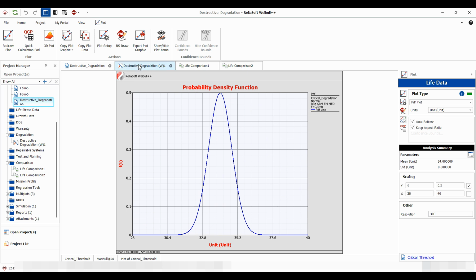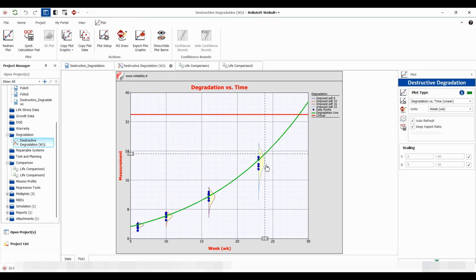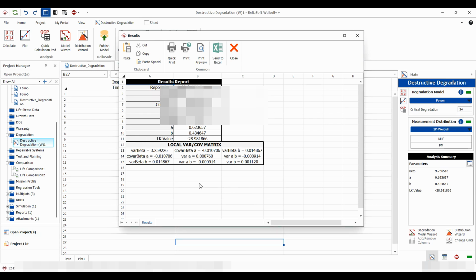Next, we move on to the destructive degradation. And we are interested in deriving the degradation after 26 weeks. We can read it directly from here, and that will be the scale parameter of our Weibull distribution, or we can derive it more precisely if we need more precise measurement.